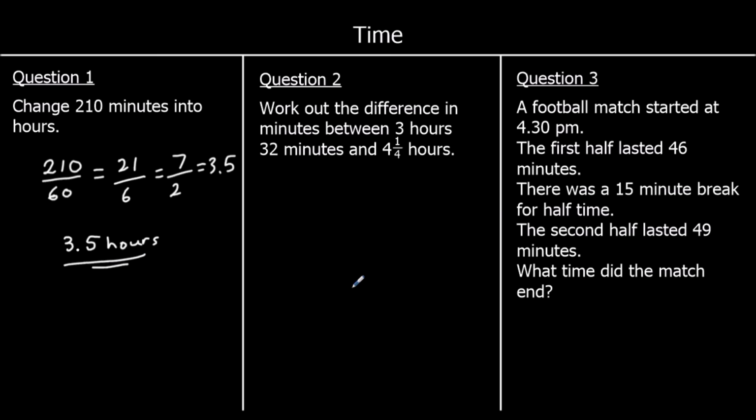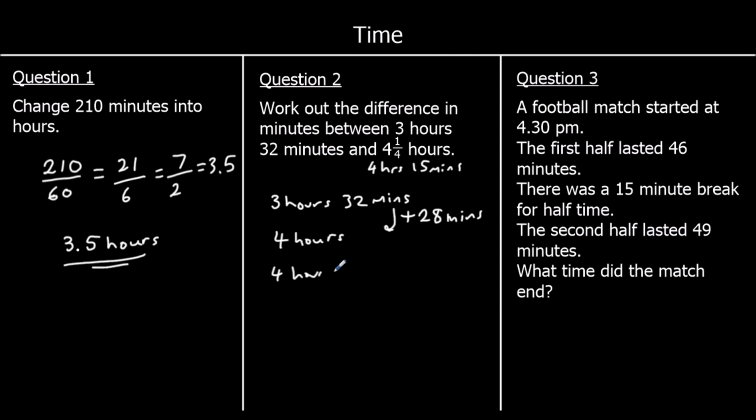Work out the difference in minutes between 3 hours 32 minutes and 4.25 hours. So a quarter of an hour is 15 minutes. So what do I have to do from 3 hours 32 minutes to get to 4 hours 15? So to get to 4 hours, I need to add on from 32. I'm at 32 minutes. How many more do I have to add on to get to 4? That'll be 28. And then to get to 4 hours 15, that's another 15 minutes.